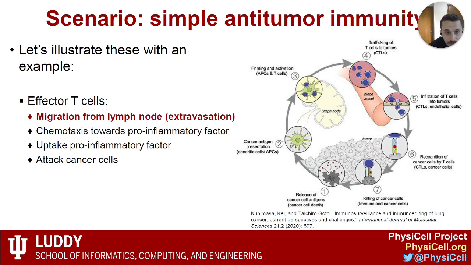We are modeling the effector T cells as well. Those effector T cells can arise in response to the APCs' migration to the lymph node. Those T cells will migrate from the lymph node and extravasate into the microenvironment. Then they do chemotaxis toward the pro-inflammatory factor, uptake pro-inflammatory factor, and attack cancer cells.